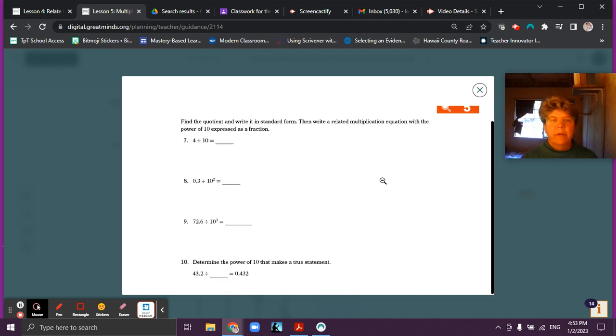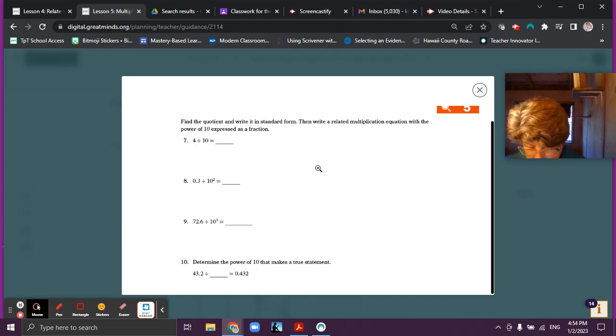Okay, so we have find the quotient and write it in standard form. Then write the related multiplication equation with the power of 10 expressed as a fraction. So make sure you do it both ways, or when you come for your mastery check, I'm going to send you back to work on that. All right, so 4 divided by 10. Ooh, that would be a stumper if you were in 4th grade, right? But now you know you're just looking at the ones column and you're dividing by 10, so you're going to get smaller. You're going to be moving to the right. Okay? So 4 divided by 10.